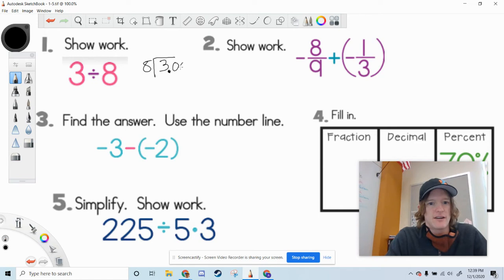You're going to end up having to add a couple decimals. In fact, you're going to have to add 3 decimals on this one to get your final answer. So then you would say how many 8s are in 30, and you can keep going from there.